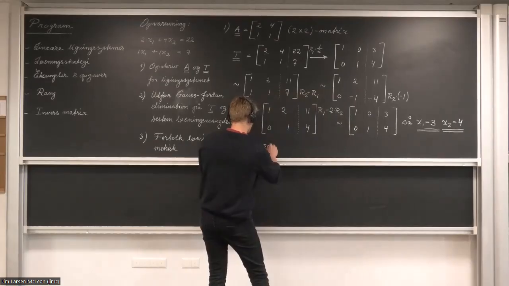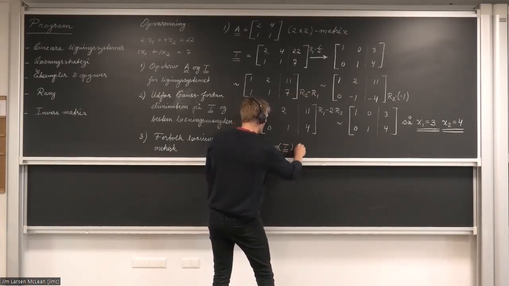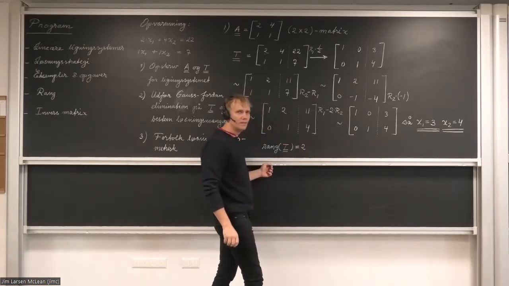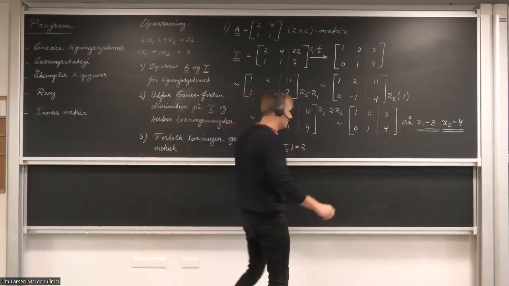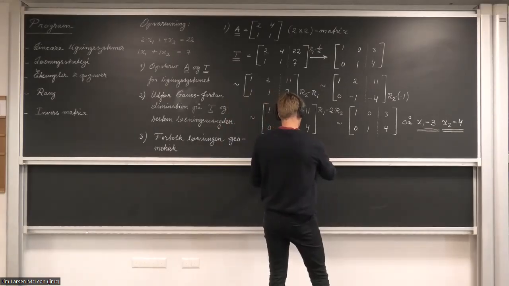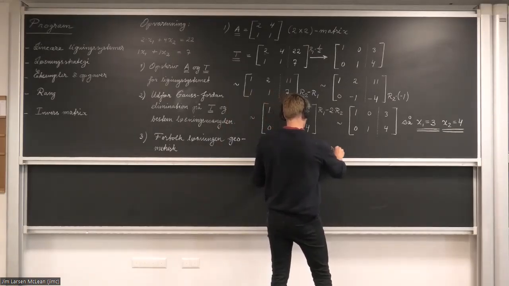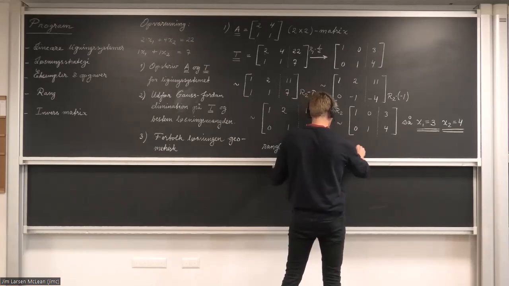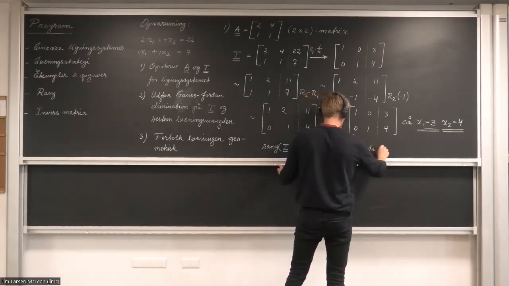You can write the word rank. This means that there are two leading ones. This is 2 leading ones.